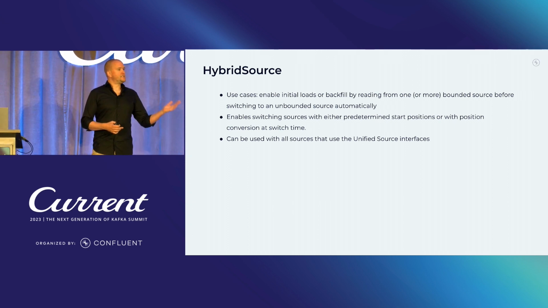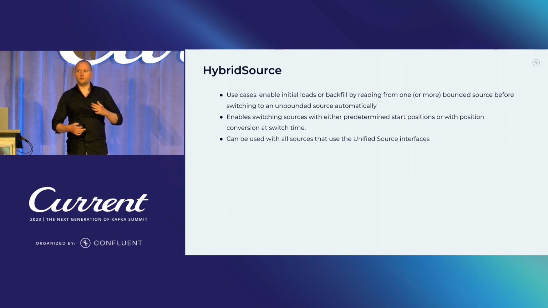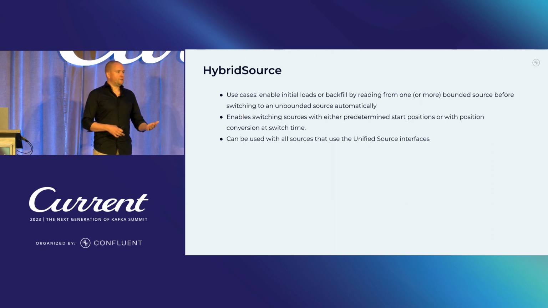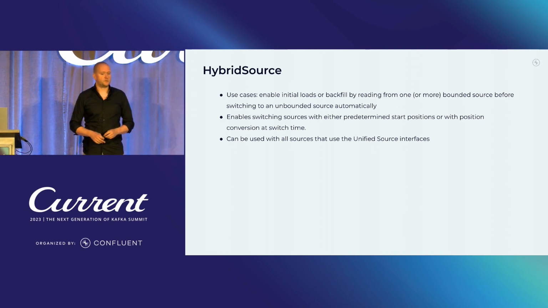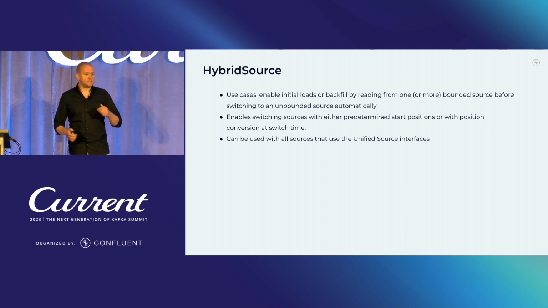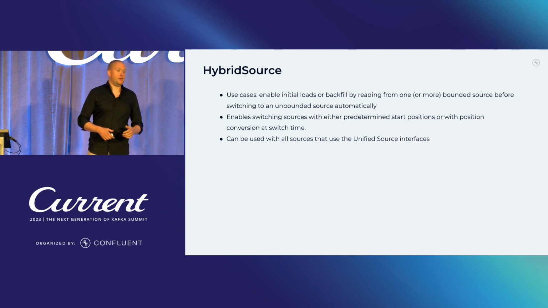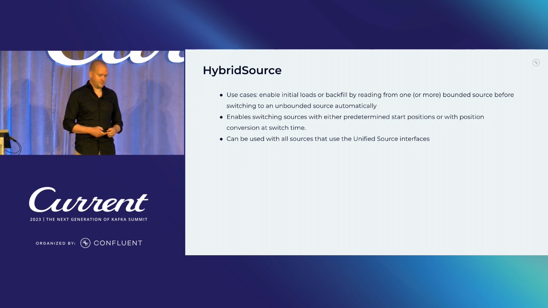And at some point, you would want to seamlessly switch that over to an unbounded source, being Kafka, for example. So the hybrid source enables you to switch between sources either with predetermined start positions, or you can do a position conversion at switch time. And the hybrid source itself can be used with any source that's using the unified source interface.